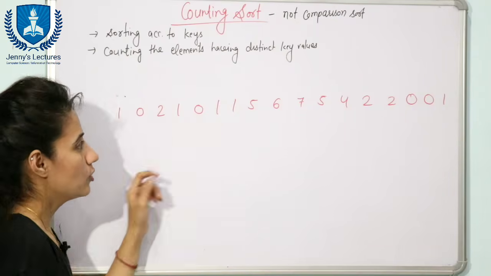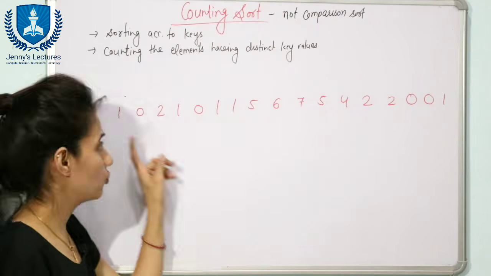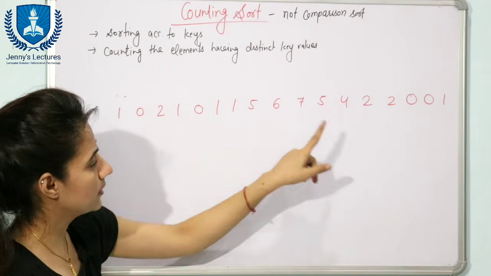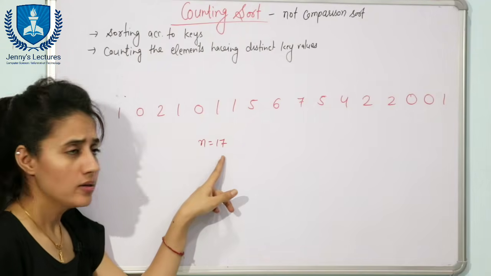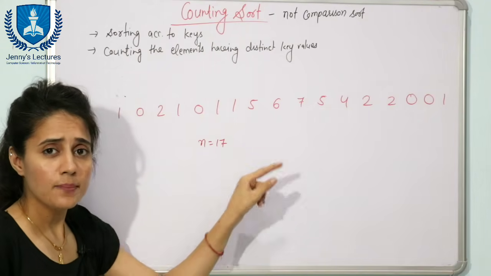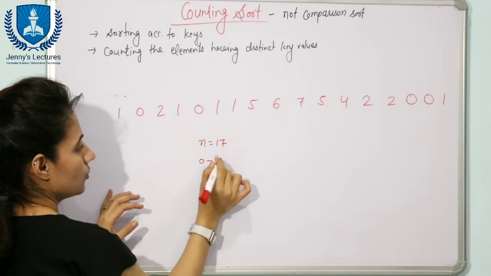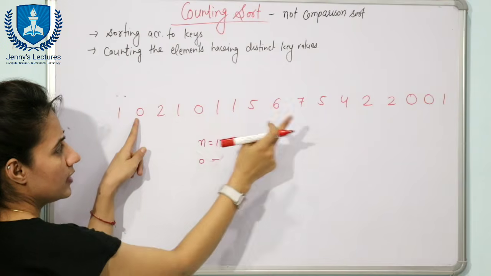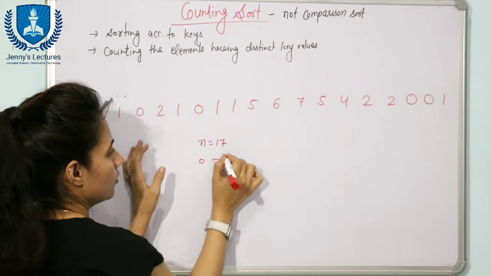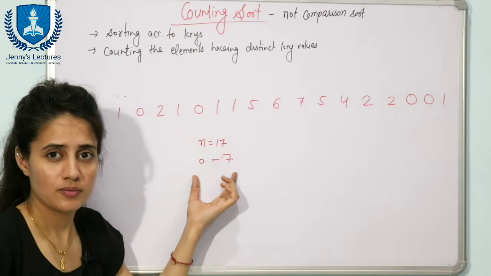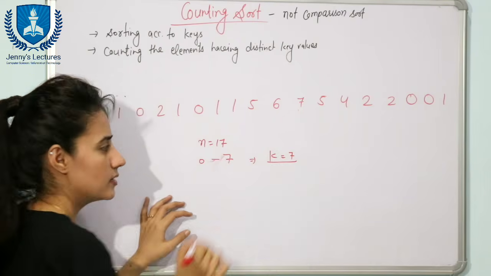So see, here in this array, 0 is repeated 1, 2, 3, 4 times. 1 is also repeated, 2 is also repeated, I guess 5 is also repeated, something like this. So here the total number of elements is 17. Fine. And all the elements are in the range of, see, the minimum element is 0, and for the maximum element, find out the maximum element in this array. The maximum element is, I guess, 7. So the range is from 0 to 7. Fine. So you can say here the k value is 7.